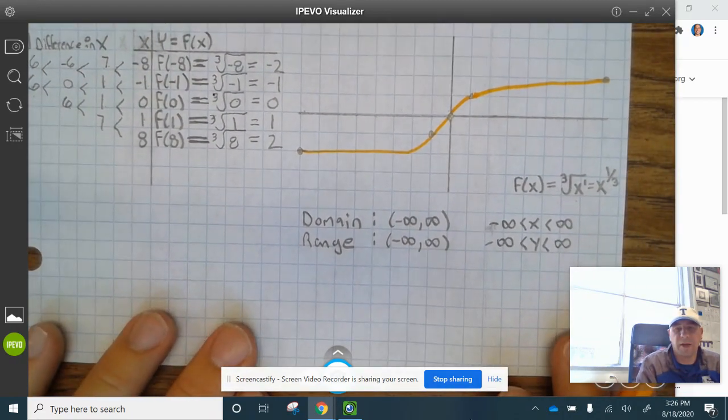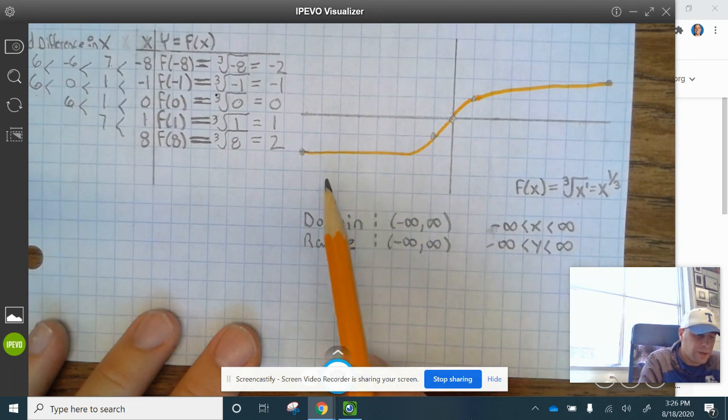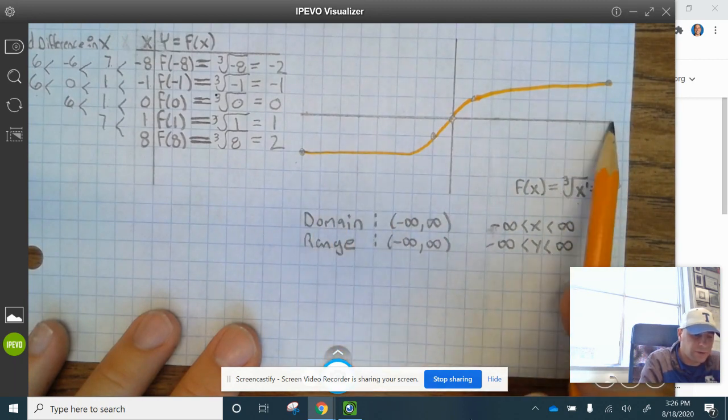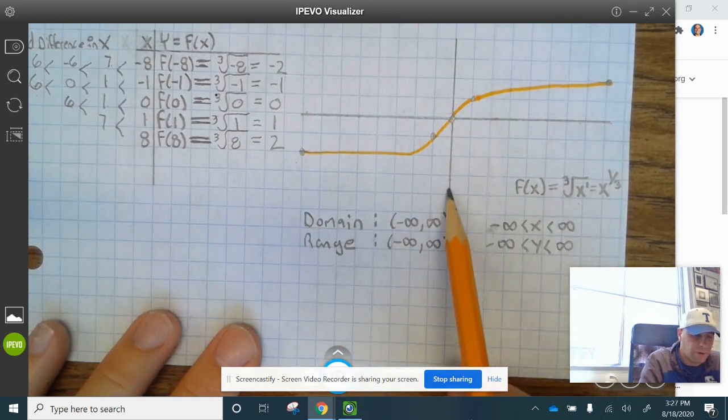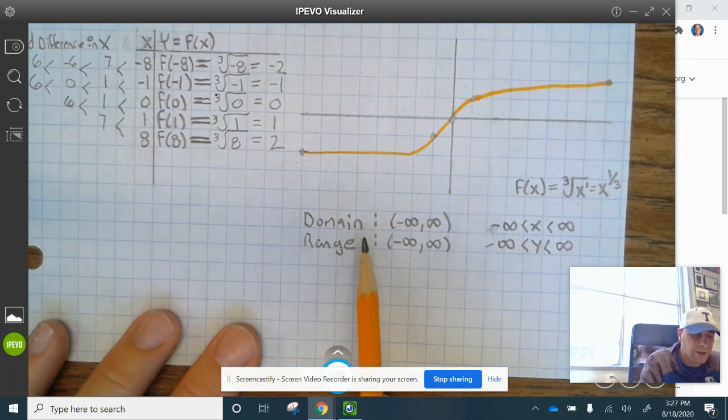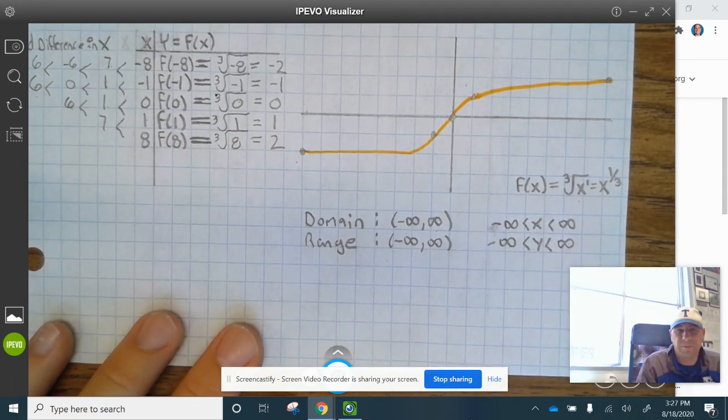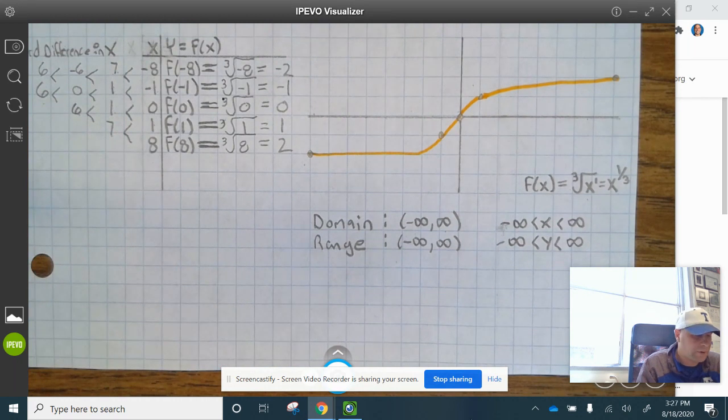All right, now let's take a look at domain and range. Now, domain from left to right is infinite in both directions, and from bottom to top is infinite in both directions. So domain is negative infinity to positive infinity, and range is negative infinity to positive infinity. And you can see here that I've written the domain and range in inequality notation. Okay, so if you would, go ahead and finish up cube root parent functions.